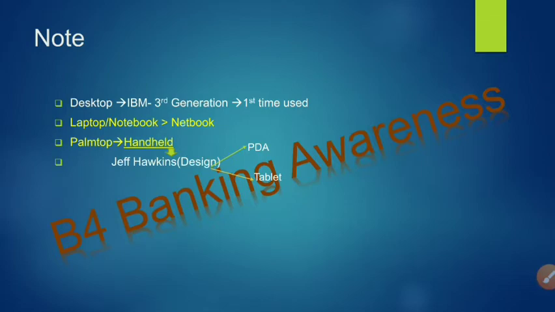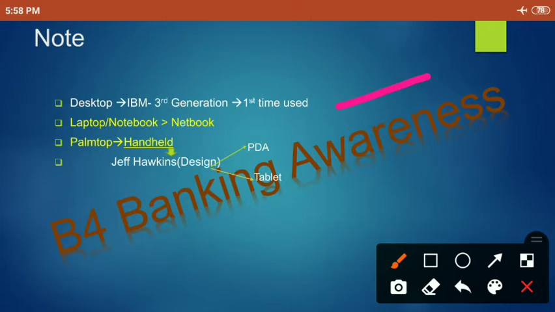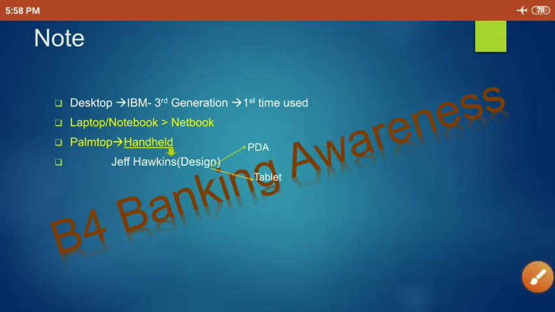Here are some important points. Desktops were first introduced by IBM in the third generation. Laptop or notebook are having size greater than netbooks. Palm top is having greater size than handheld computers. Handheld computers were designed by Jeff Hawkins and they are divided into personal digital assistants and tablets.